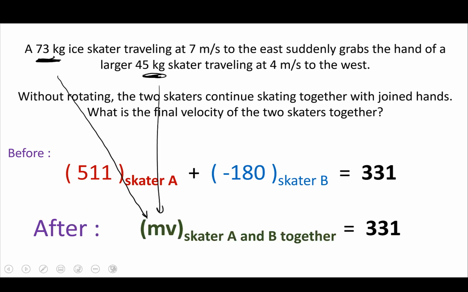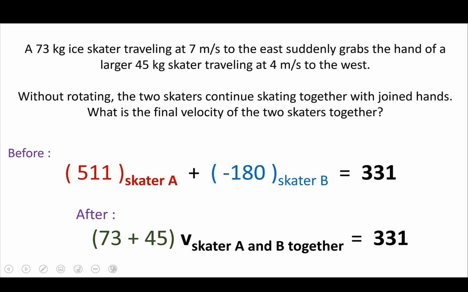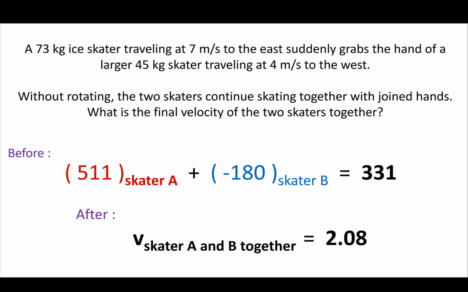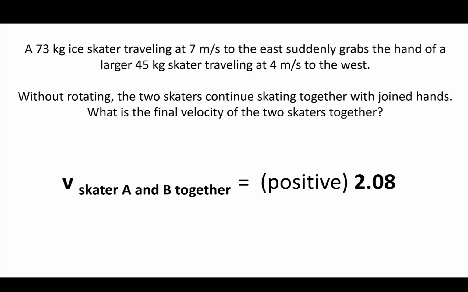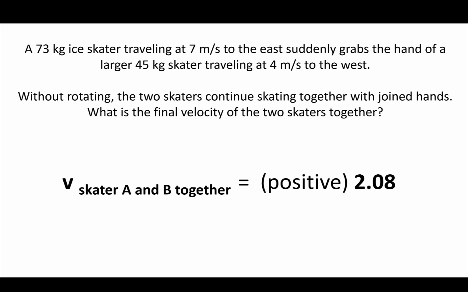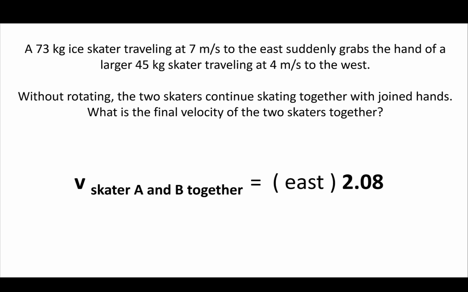The velocity is what you want to find. So that's still a variable. And you just plug through the math, and you can figure out that the velocity of skater A and B together is 2.08. Now it's positive 2.08. I didn't see a negative sign there. And remember that we decided that positive was east. If you had chosen negative to be east and positive to be west, then your answer would be negative 2.08. So the positive or negative just controls the direction, and it really doesn't matter. As long as you get the number right, and you know which direction was positive and which was negative, you can get the right answer.